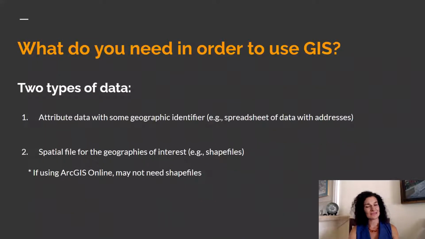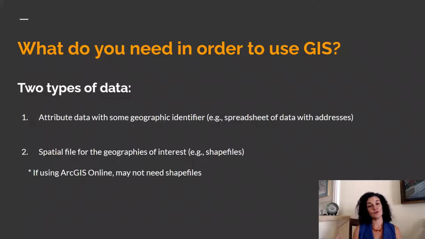So what do you need to conduct GIS analysis? Really, GIS combines two types of data: spatial data and attribute data. So attribute data you can think of as that spreadsheet that you're all probably pretty familiar with. And the spreadsheet just needs to have some geographic identifier. So maybe there's addresses. Maybe there are cities or zip codes in the data, or countries if your unit of analysis is the country level.